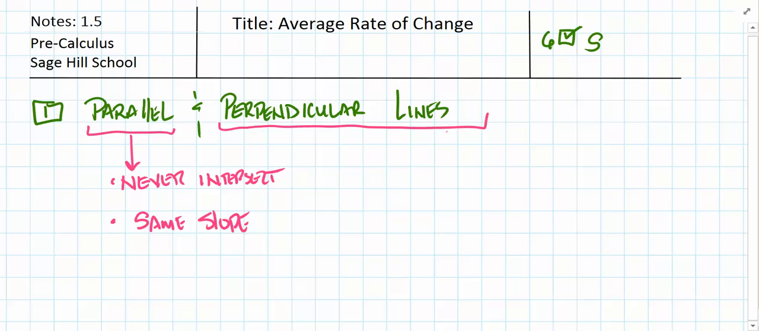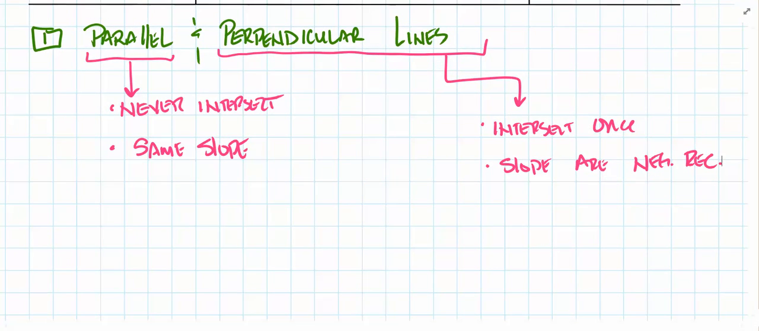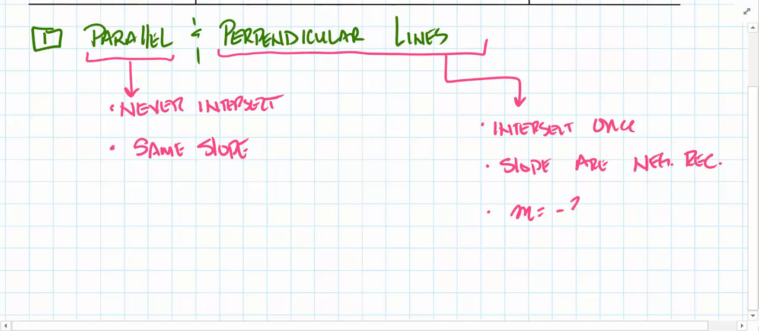What do we know about these ones? Let's talk about these over here. Perpendicular lines. They intersect once. Okay, very good. Yes, their slopes are negative reciprocals. Negative reciprocals. What does that mean, negative reciprocals? You flip it. So what if I said one line has a slope that's equal to negative 2/3?